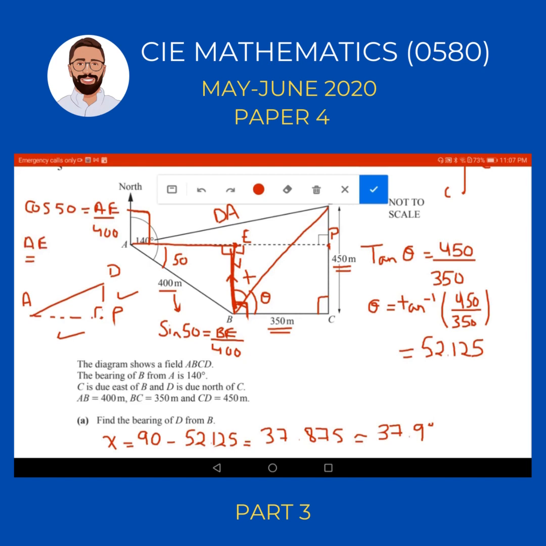So AE is, so this is the opposite, adjacent, so it's cosine 50 times 400. So let's do that. Cosine 50 times 400, and the answer is 257.115. So that's AE.